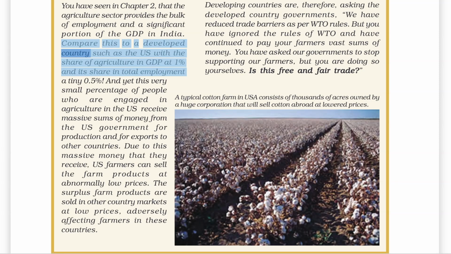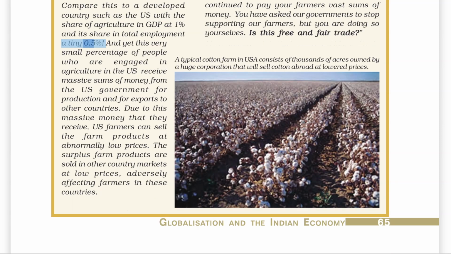Compare this to a developed country such as the US, with the share of agriculture in GDP at 1% and its share in total employment a tiny 0.5%. And yet this very small percentage of people engaged in agriculture in the US receive massive sums of money from the US government for production and for exports to other countries.